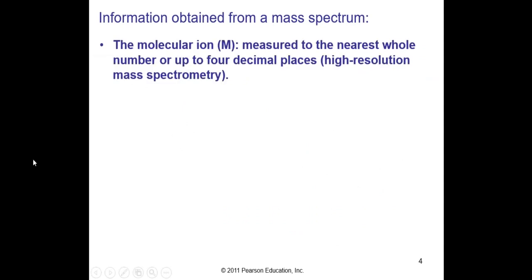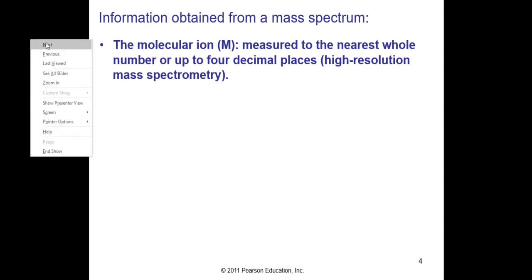Information obtained from a mass spec: the molecular ion, M, measured to the nearest whole number or up to 4 decimal places in high resolution mass spec. This is where you precisely determine molecular weights of compounds. You can use freezing point depression, boiling point elevation, colligative properties, or osmotic pressure, but mass spec in this day and age is the easiest way to generally determine the molecular weight of a substance. If you have a natural sample of carbon, you will see carbon 12, 13, and 14, with the ratios comprising 12.011 for carbon on the periodic table chart.